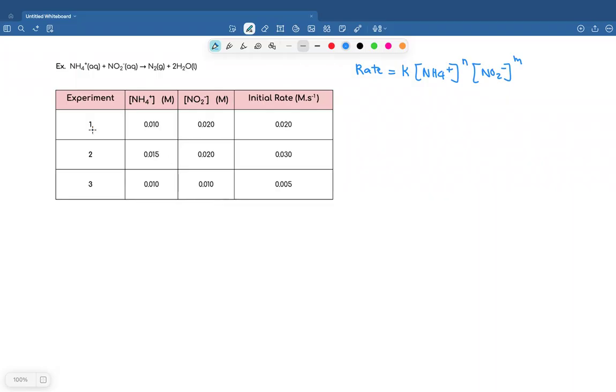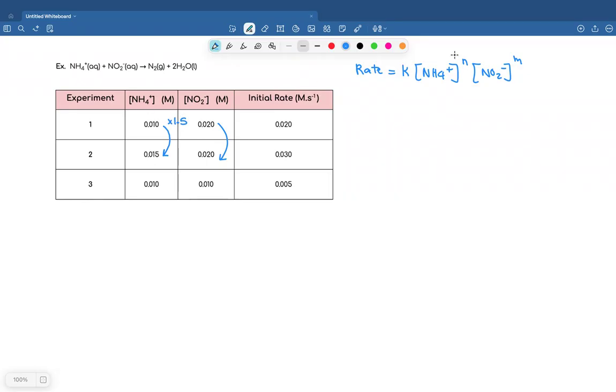For example, if I look at experiments 1 and 2, I notice that the concentration of NO2- is not changing in these 2 experiments. However, the concentration of NH4+ is changing. My suggestion is, for doing these, always go from the smaller number to the bigger number. For NH4+, you can see 0.01 is smaller than 0.015. So see by how many times the concentration of NH4+ is being increased. As I can see, the concentration is becoming 1.5 times more.